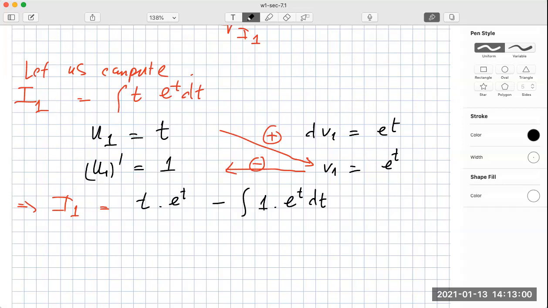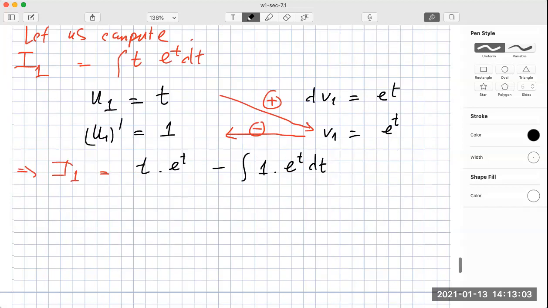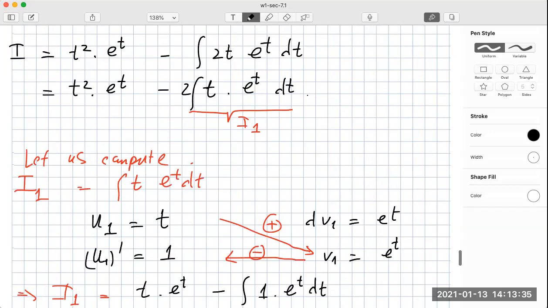Great. Then, this guy we just rewrite. How about this guy? What is the antiderivative of e to the t dt? Yes. Is that enough? Very good. We need to add a number c, where c is a real number. Okay? So we know I1, but our job is to compute I, right? Okay? We substitute here.